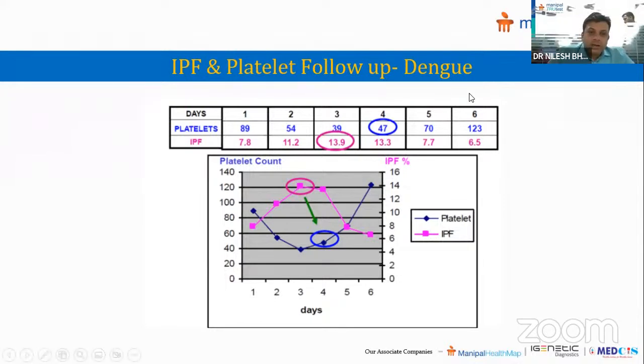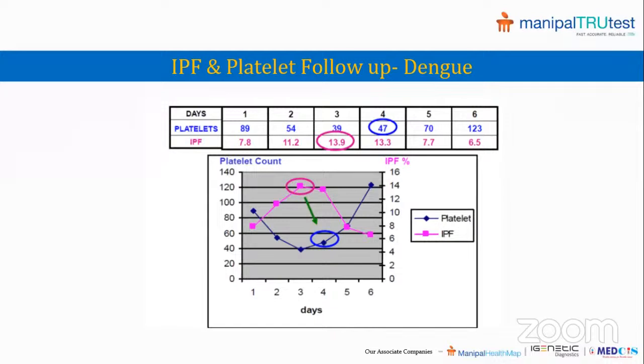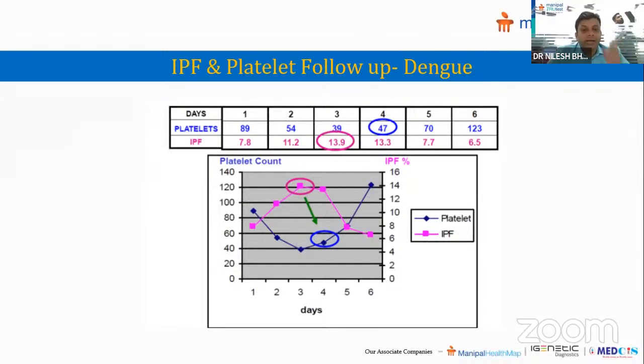So as you see, as the viral infection progresses, initially the platelet goes on decreasing. Like you can see in the above table, the platelet goes on decreasing from 89 to 39 from day 1 to day 3. At the same time, immature platelet fraction goes on increasing from 7.8 to 13.9, because whatever thrombocytopenia is happening in dengue is because of the peripheral destruction, and in this patient the marrow is productive.